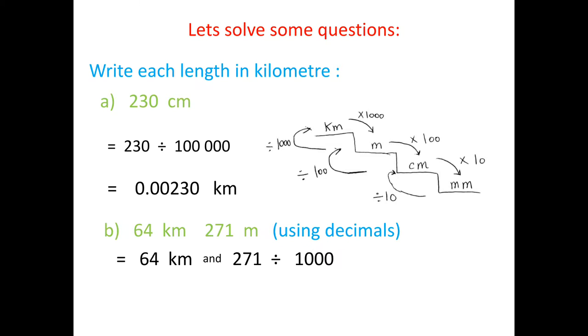Now, the 64 as it is. What will I get from dividing 271 by 1000? Just put a decimal point next to the 1 and jump 3 jumps to the left hand side. You will get 0.271. Now, what is the final answer? Put the 64 with the decimal number that you got, so it will be 64.271 kilometers. Let's solve more examples.